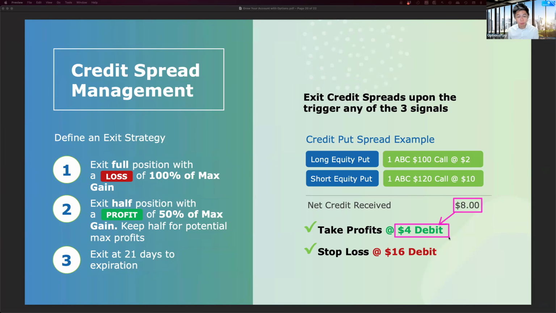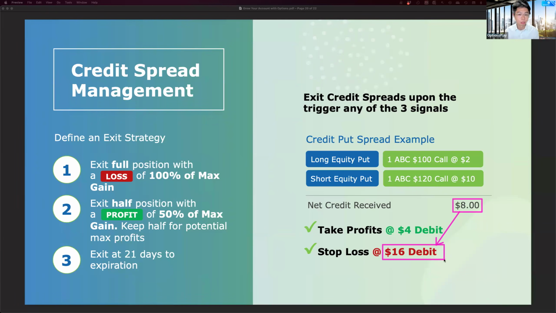On the flip side, if you collected $8 on a specific trade, and that credit spread is now trading at $16, that means you've lost $8 on the specific trade, meaning 100% of the premium that you collected. You must cut your losses at that point. You do not want to continue holding on to a credit spread when you've lost more than 100% of the premium that you've sold.